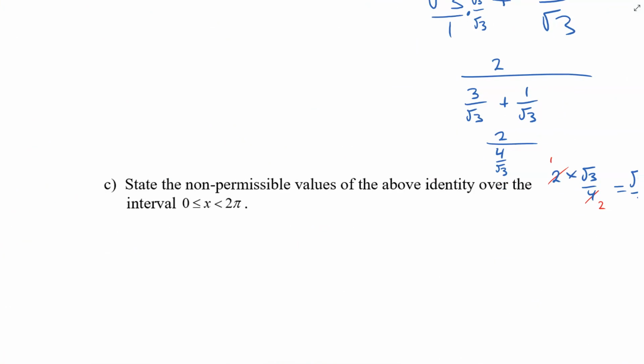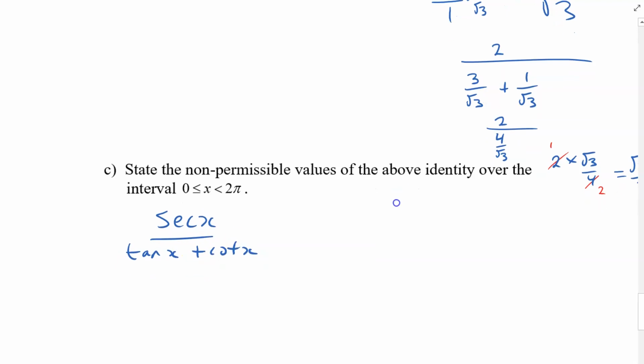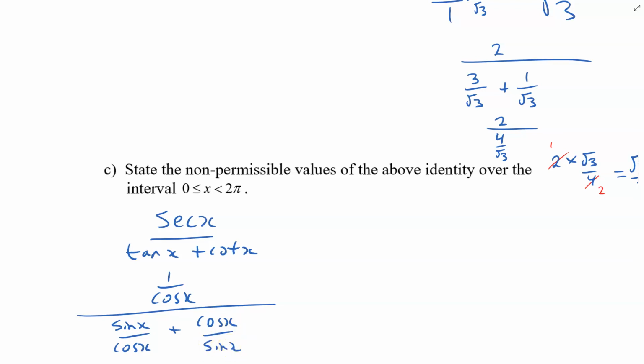So for this entire thing, I'll just rewrite this part. I had secant x over tan of x plus cotan of x. Remember what I said, we should unpack things. That's the same thing as 1 over the cos of x, all over the sine of x over the cos of x plus the cos of x over the sine of x. Let's look at all those denominators. Well, I've got a denominator here of cos, here's another cos, and here's a sine.